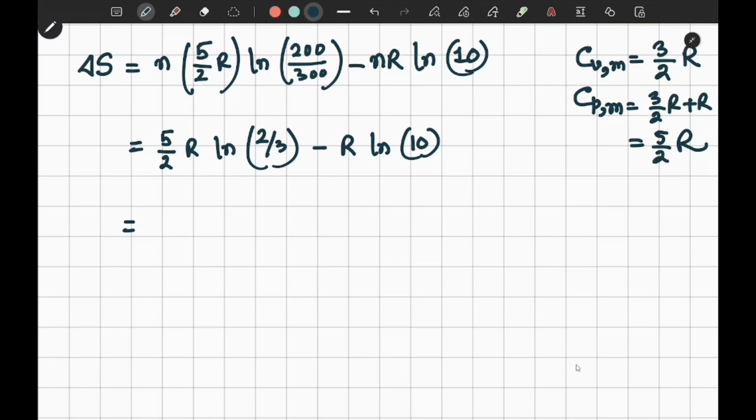So now we have to calculate this. Let me calculate ln 2 by 3 into 5 by 2, that means 2.5. So if you take R common, then it is minus 1.10136 minus ln 10. What will be the ln 10?